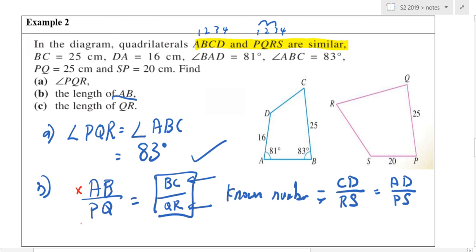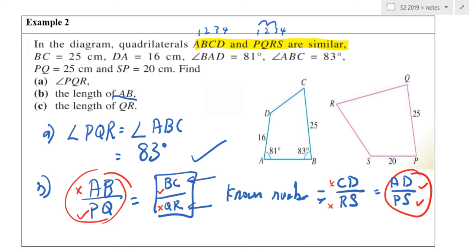PQ got. BC got. QR don't have. CD don't have. RS don't have. AD have. PS have. Use these, right? Straightforward or not? Use the AD, PS with AB and PQ because you have all the numbers. You won't go and choose these two, these two don't have numbers, you choose then you'll be stuck. Correct or not? Do I make sense?